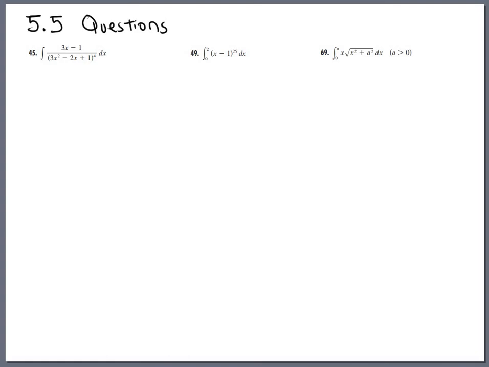On 45, the U needs to be inside of another function, so that's inside of a fourth. That seems like a pretty good candidate for U. I don't quite see how that's going to work out with the rest of the stuff, but let's try it. Let's give that a shot.